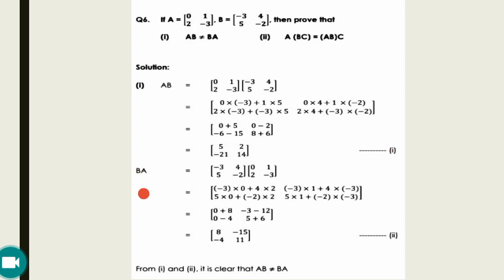Next one is BA, that is the right hand side. Putting the values of BA and then multiplying, after multiplying you will get 8, -4, -15 and 11. So is AB equal to BA? No. So hence proved, AB is not equal to BA.